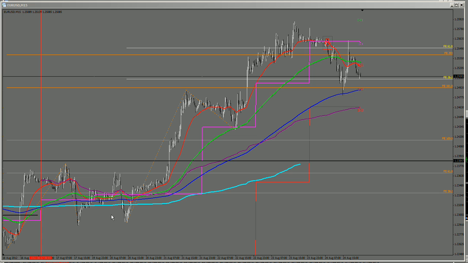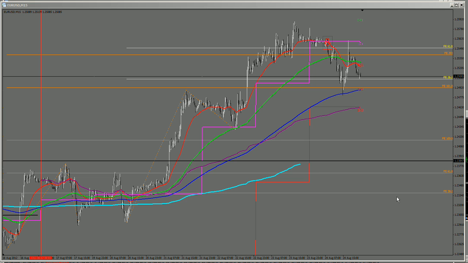But you can also see we reached the 200 Fibonacci expansion level from the first impulse wave and the 61.8 level from the third impulse wave. So overall, I considered that pattern as completed to the upside, so I was looking for counter trend trades here.